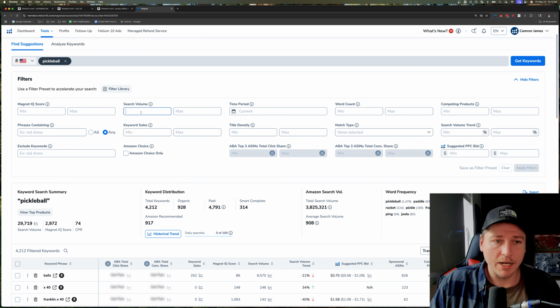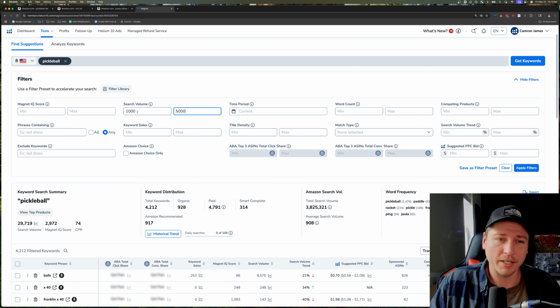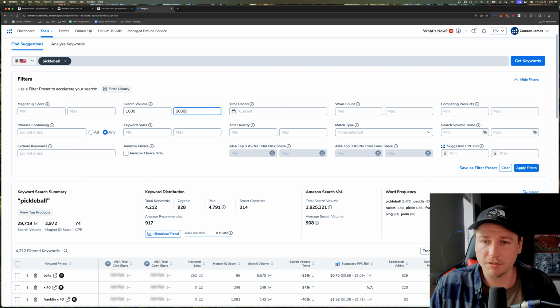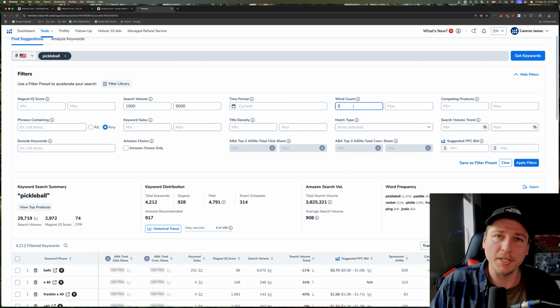So something like this, I would find something maybe like 1,000 search volume to 5,000 here, depending on how aggressive you want to be. This kind of gives me a range of a product that could do $5,000 a month to $30,000 a month. It really just depends. But our range I like here as well. Minimum word count, we want to put like, I don't know, 3. The longer the phrase, the more niche down it's going to be. I love those niche down, very specific keywords.